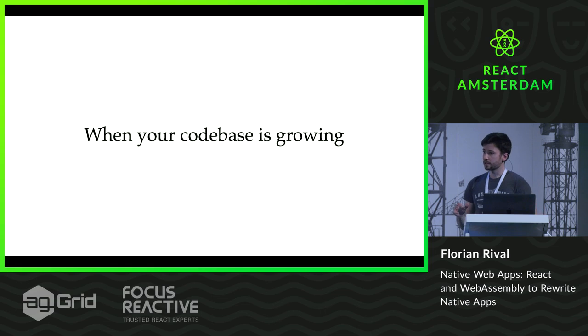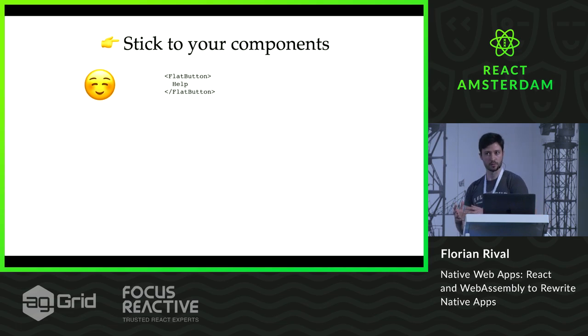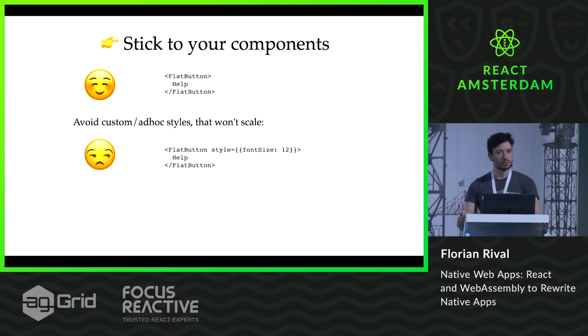At some point, your code base is growing, and things are starting to be harder to maintain. So here are a few tips that I found useful in my project. The first thing is to stick to your components. For example, if you have a help button in your project, you might at some point change the help button so that it's smaller than other buttons. You could add a style to it, and you're done.